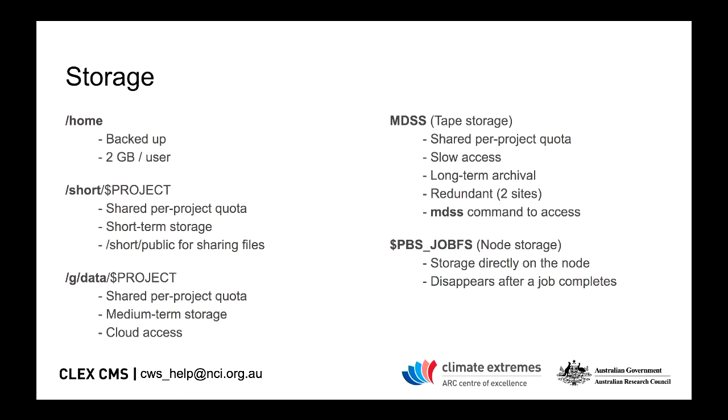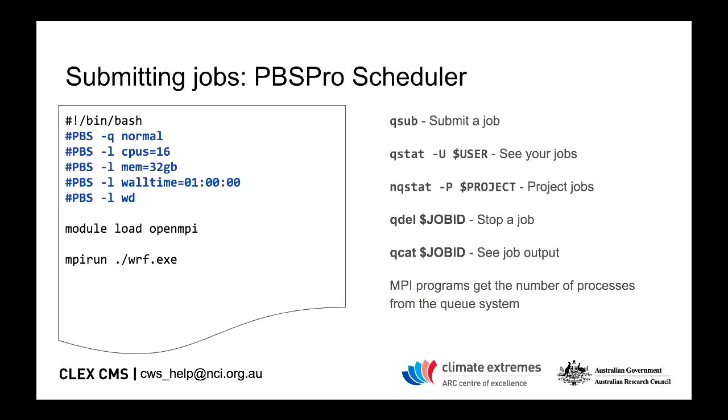You'll unzip your data onto this JobFS, do all your work on the data, save your data onto either short or G-data, because JobFS goes away at the end of the job. You also have to make a special request if you're going to use this storage. So back in our PBS thing, we have to say -L JobFS equals 100 gigabytes or whatever added to here to be able to use that storage.